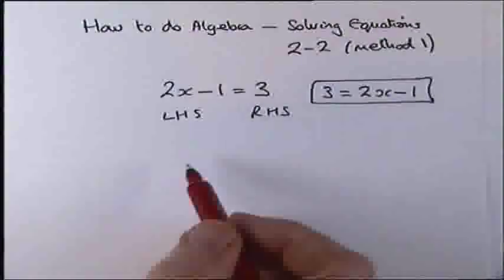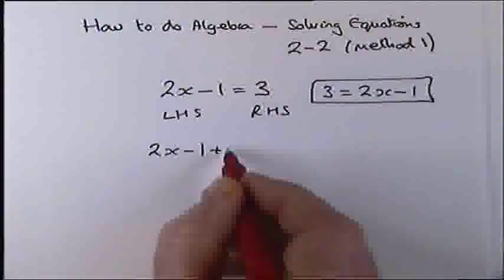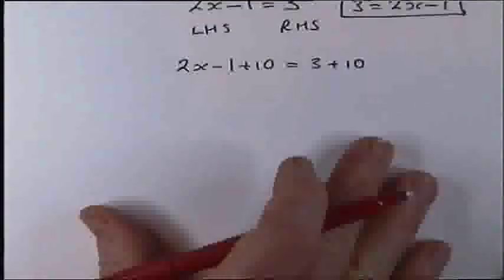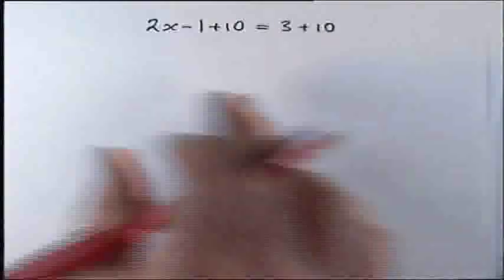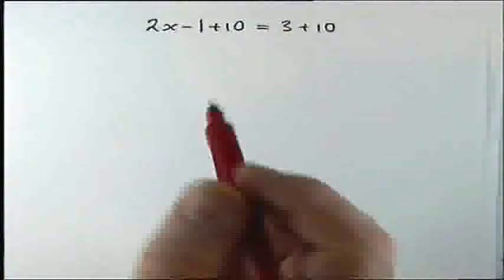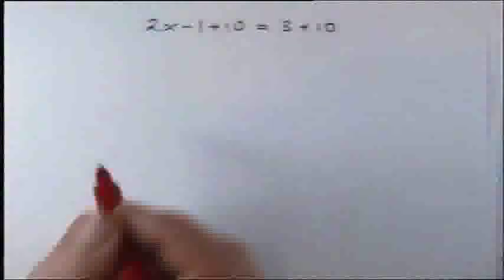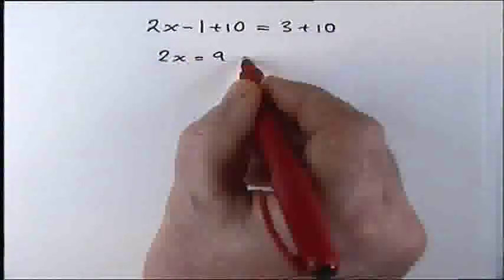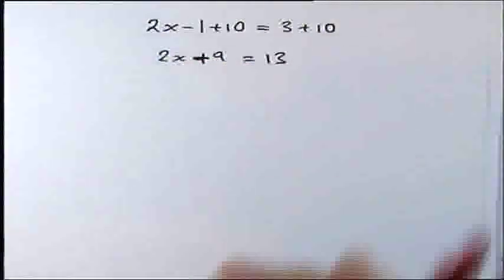So for instance, if I add 10 to the left hand side, then I'd have 2x minus 1 plus 10 is equal to 3 plus 10. Now that's entirely valid because whatever I've done to the left hand side, I've done to the right. So if you think of these as balances, if I put more on the left hand side, I have to put more on the right hand side as well to keep it balanced. Now if I tidy that up by simplifying each side of the equation, I get 2x plus 9 is equal to 13.